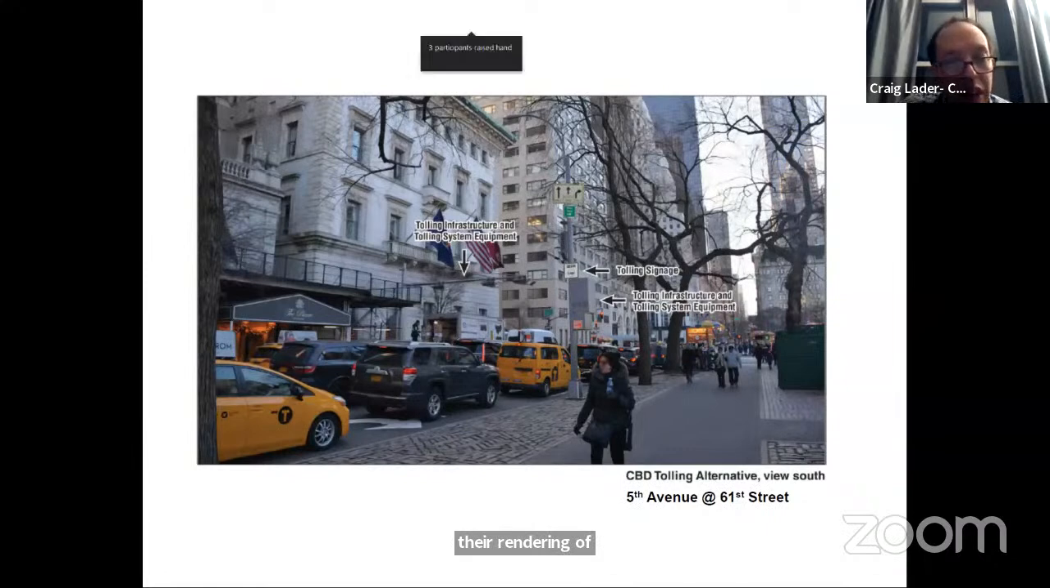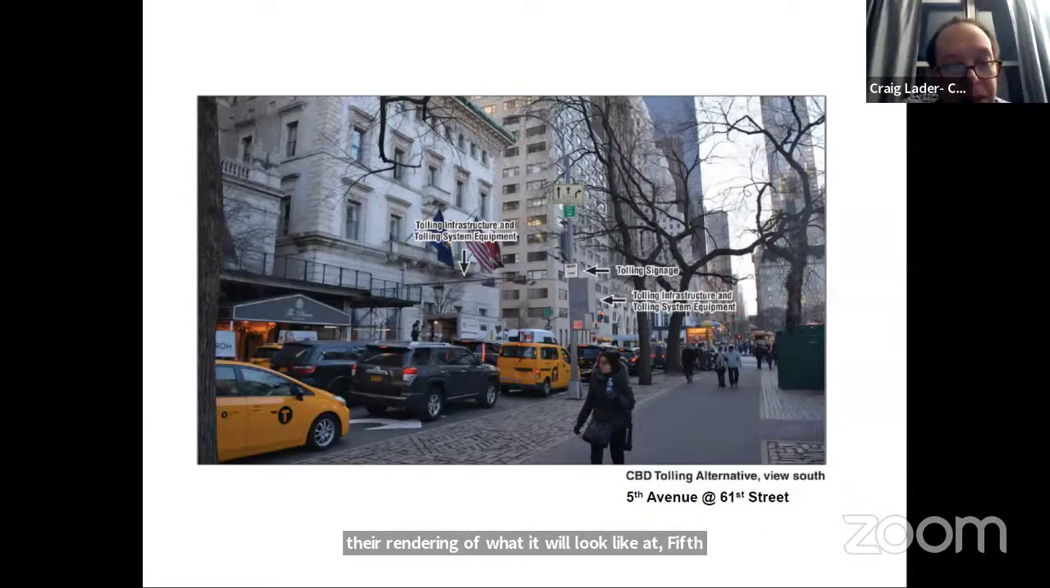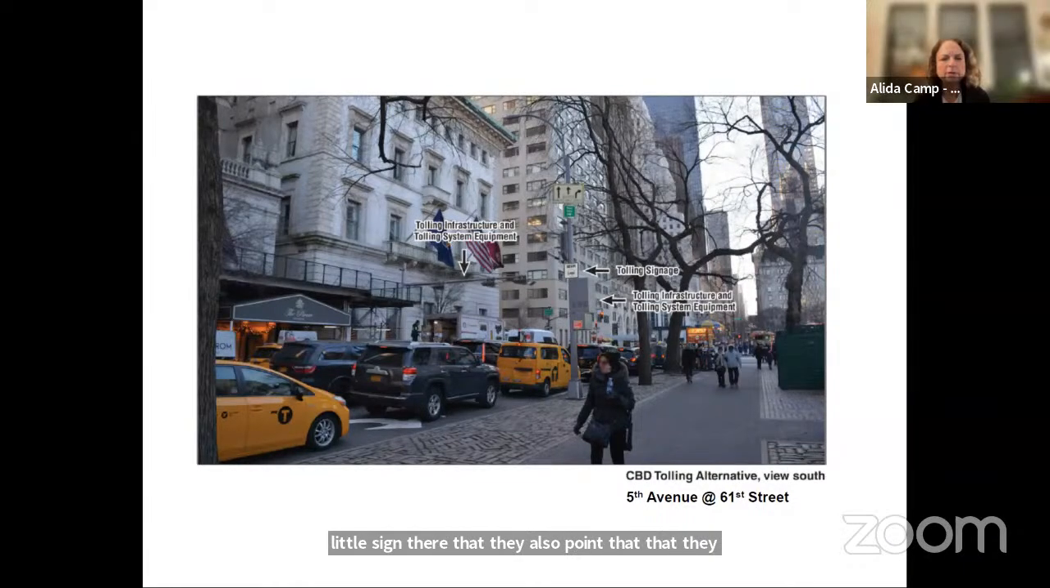And this is just their rendering of what it will look like at 5th Avenue at 61st Street. I don't know if it's very clear, but you can see the mast arm there and the infrastructure blending in. I apologize if I didn't make that large enough to be able to really see it. And then there's a little sign there that they also show as being on the light post over there.